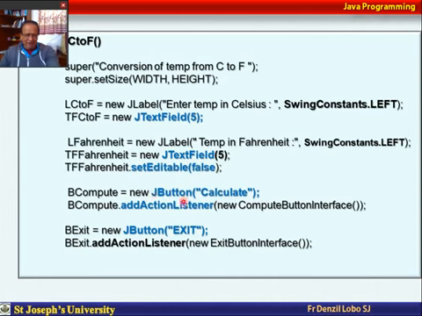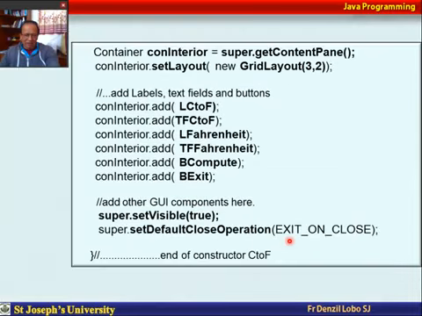And then we have created the calculate button, we have created the exit button, and we have given the compute method here, action listener, and we are going to pass this code here, compute button interface and exit button interface, which are given in the second part here. Then we created a container here called interior, and the layout was 3 rows and 2 columns. Then we inserted all these labels, text fields and buttons into 3 rows and 2 columns, and that gave us that format there.